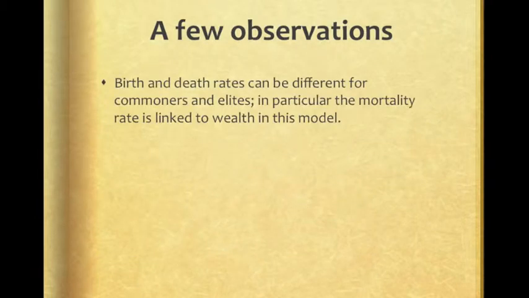So we can summarize a few observations. First, the birth and the death rates can be different for commoners and elites, and in particular the mortality rate, the alphas in this case, are linked to wealth, and that's an important link between mortality and wealth in the system.